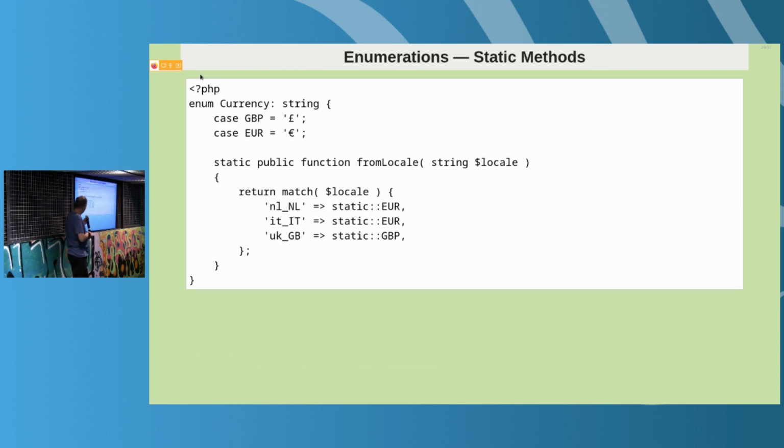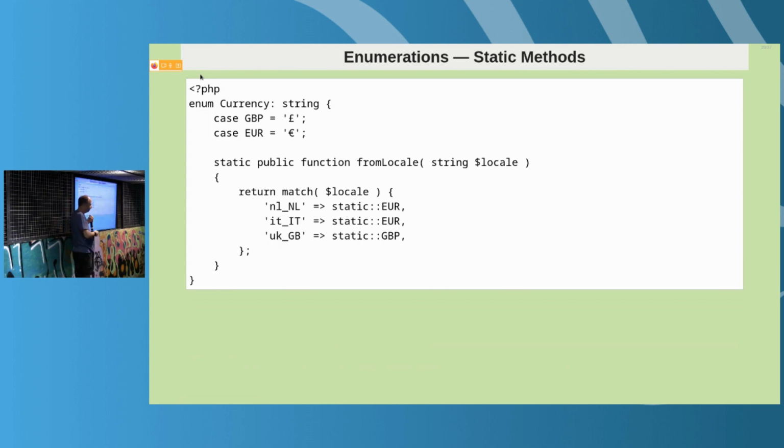But similarly, you can also have static methods. So if you want to construct an enumeration value from something else that you pass in, again, you can use match. You give it a locale. You have Dutch, you have Italian, you have Ukrainian, Great Britain. I typoed that the first time I made this presentation 3 years ago, but I thought it seems fitting to leave it in now.